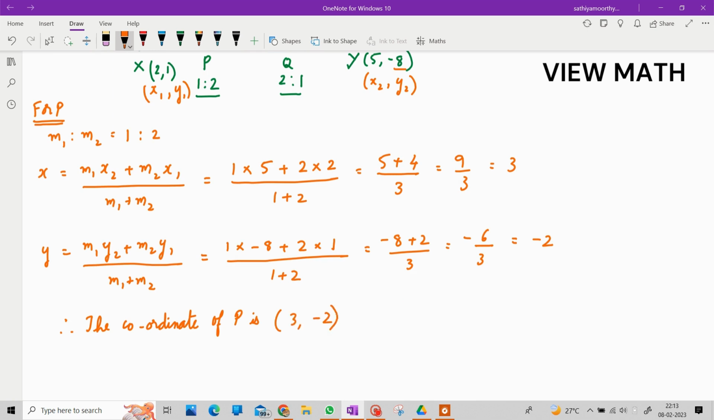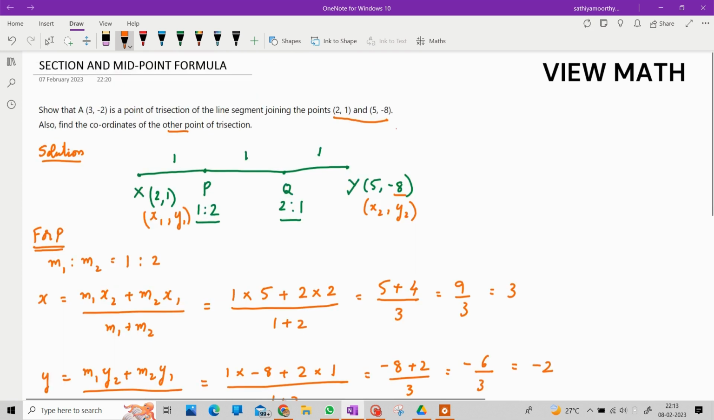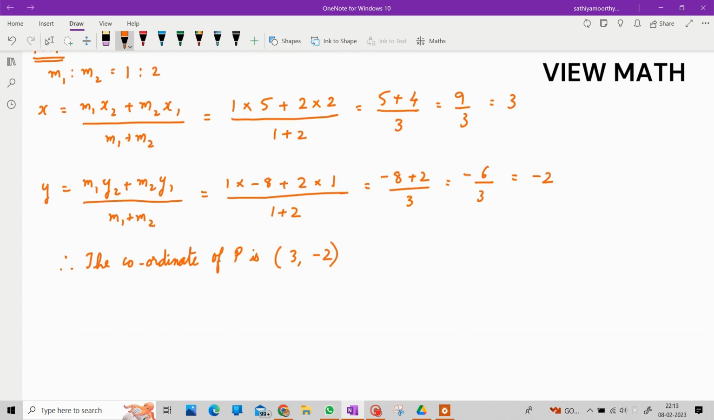Now let me check whether this is equal to A, which is given in the question. Now A coordinate is (3, -2). So we have shown that A, which is equal to P, is the point of trisection. Hence we have proved the first part. So this implies P, which is (3, -2), which is equal to A, which is given in the question, is a point of trisection. So first part we have proved.